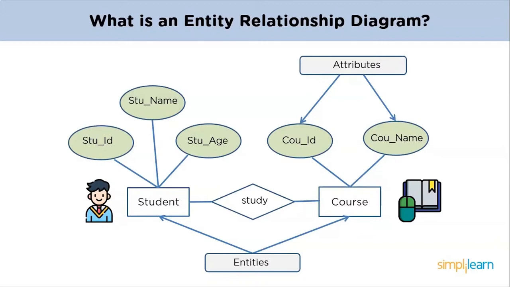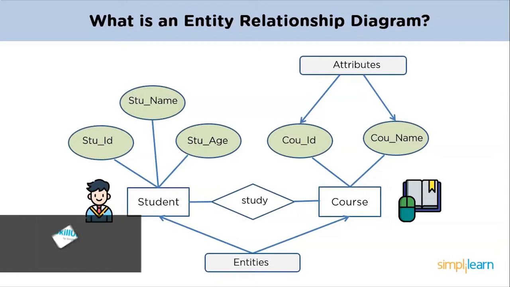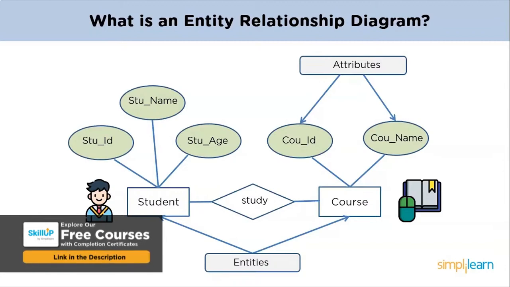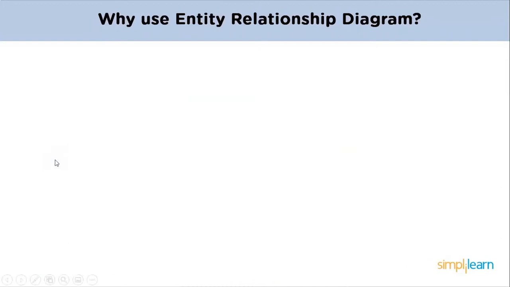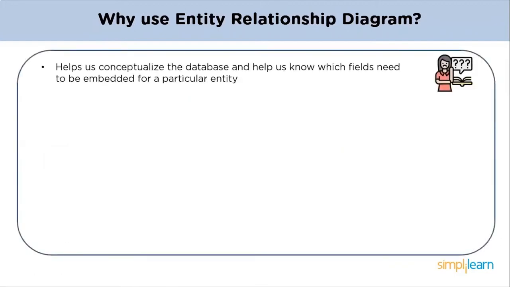Here, student is the entity and it possesses the attributes, that is, student ID, student name, and student age. And the course entity has attributes such as course ID and course name. Now we have an understanding of ER diagram. Let us see why it has been so popular. The logical structure of the database provided by ER diagram communicates the landscape of business to different teams in the company, which is eventually needed to support the business.